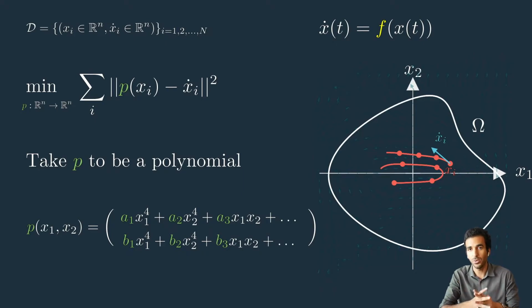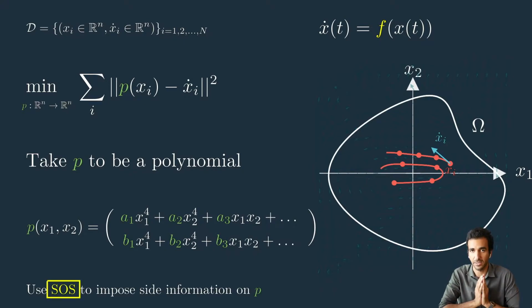So what I'm going to show you is how to impose the side information that I know the true and unknown vector field satisfies. How can I impose those side information on my candidate vector field? And I'm going to show you how to use SOS, or sum of squares, techniques to impose that side information in practice. And I'm going to be very concrete in this talk. I'm going to take two numerical examples to showcase this technique. The first one is from epidemiology, and the second one is from mechanics.